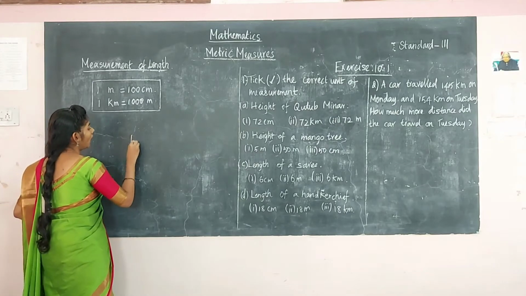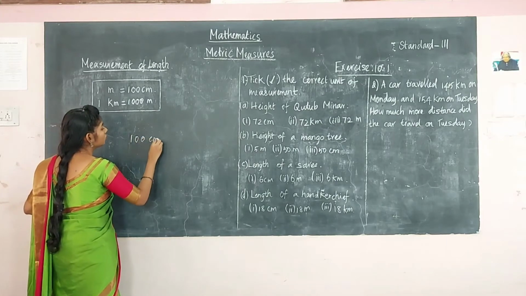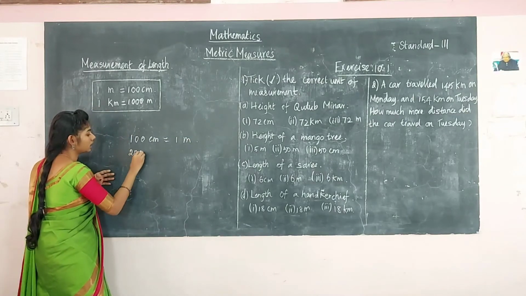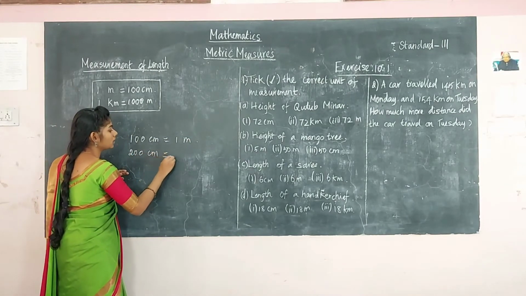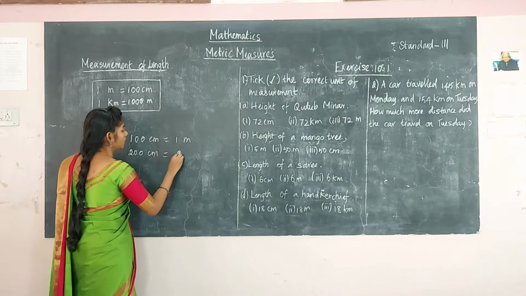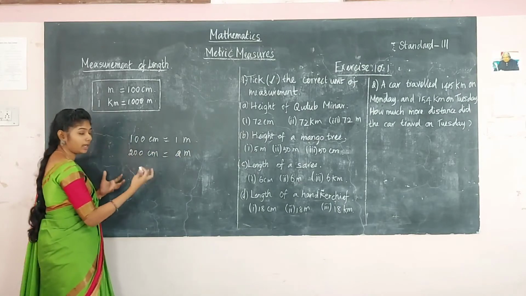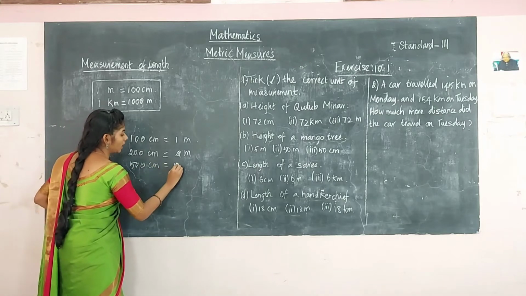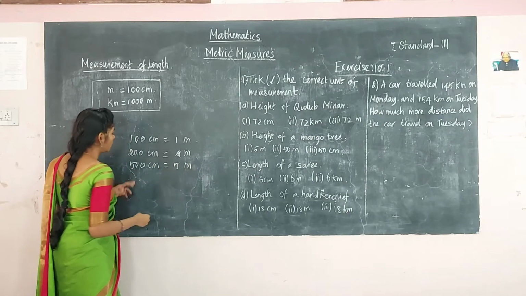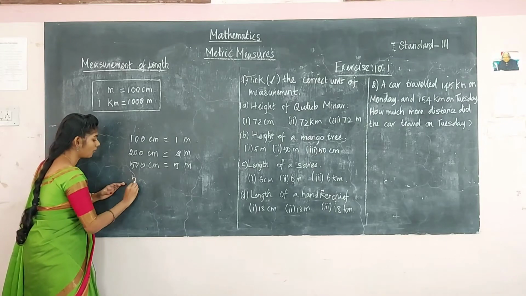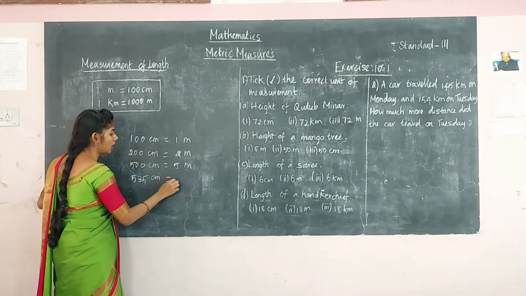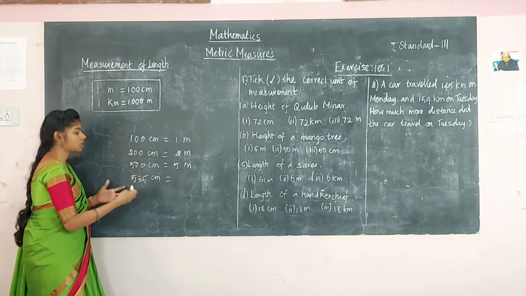First of all, 100 centimeter is equal to 1 meter. If it is 200 centimeter, then what will be the meter? It's 2 meter. If suppose 500 centimeter, it is 5 meter. Now if suppose 535 centimeter, how will you write the answer? How can you write it as meter?